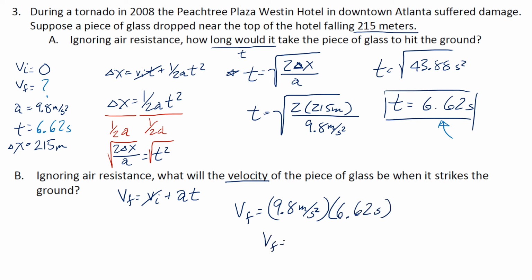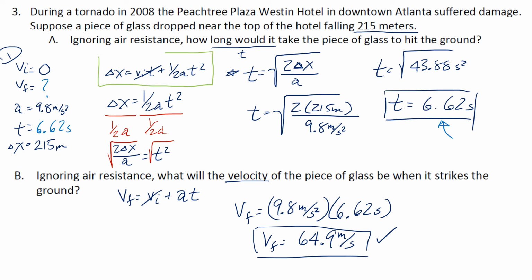So our v final is going to be 64.9 meters a second. Ta-da. Right, so what did I do? I took the problem and I first identified the variables. The second part is probably the trickiest part if you don't know it. I had to remember my equations. I had to recognize that this equation was 1/2 at squared and that the other one was the equation for final velocity. And then it's just plug and chug.